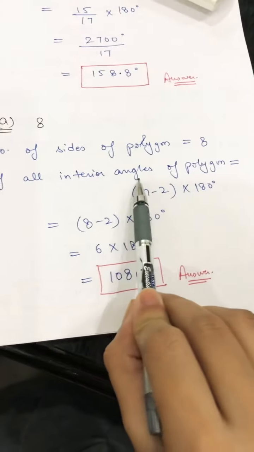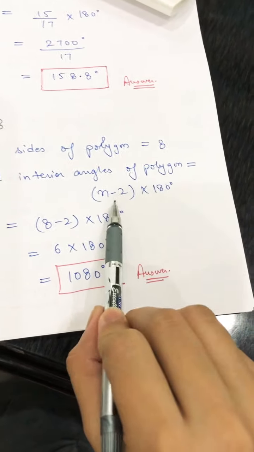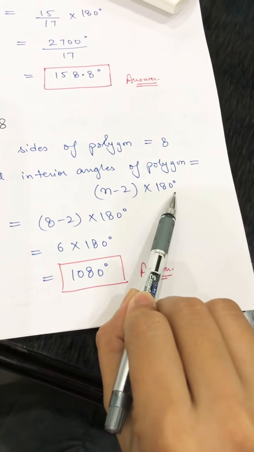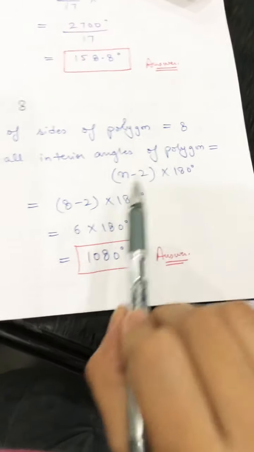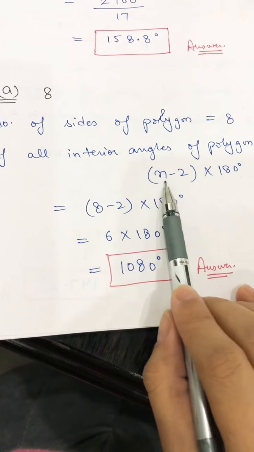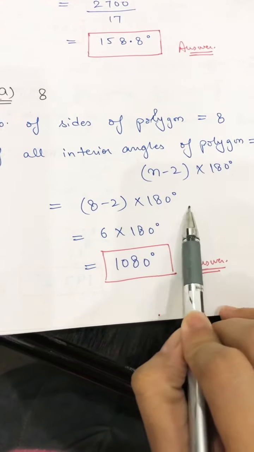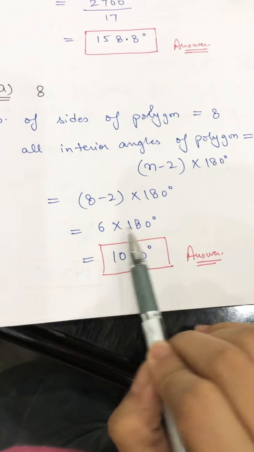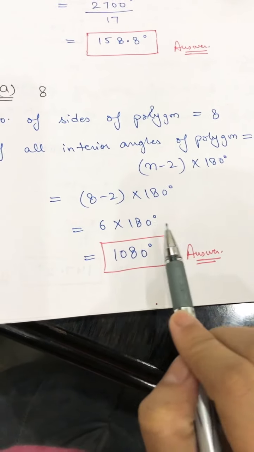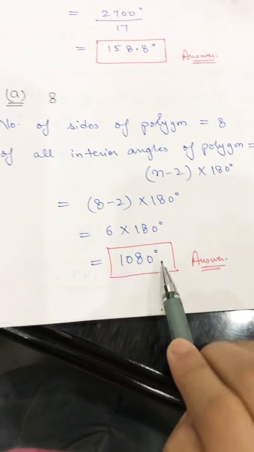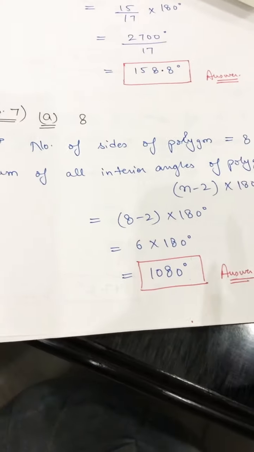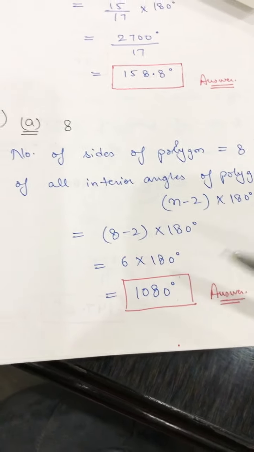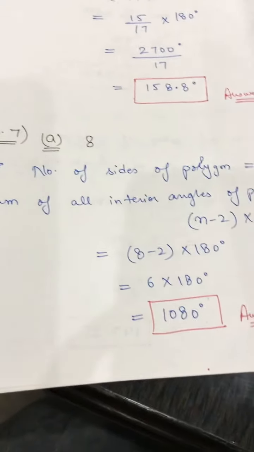Sum of interior angles of a polygon is equal to (n minus 2) multiplied by 180. This is the formula. Now put the value of n here. n is 8, so 8 minus 2 multiplied by 180, which is 6 multiplied by 180, equal to 1080 degrees. Again you are finding out an angle in this question, so again the answer will come in degrees. So this is part A.